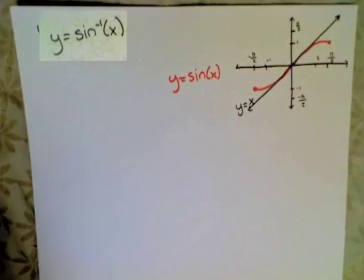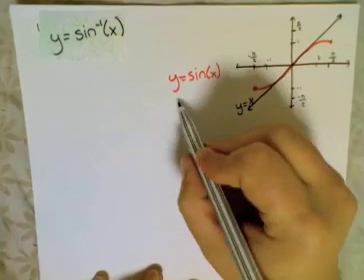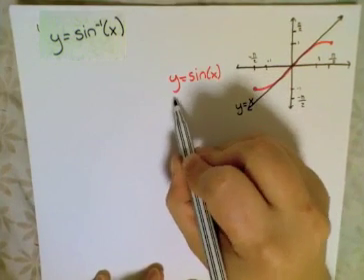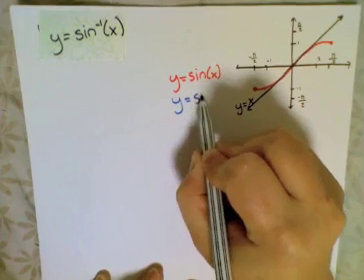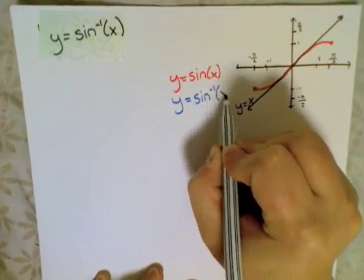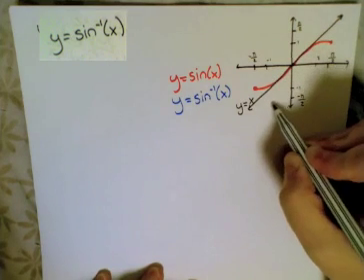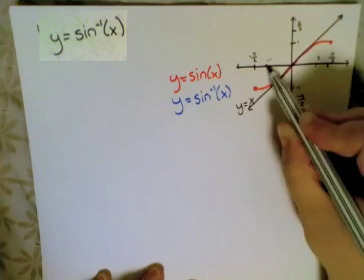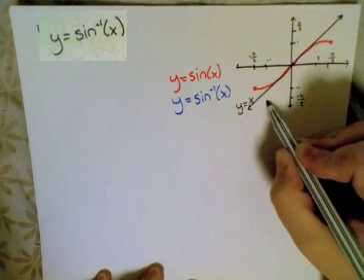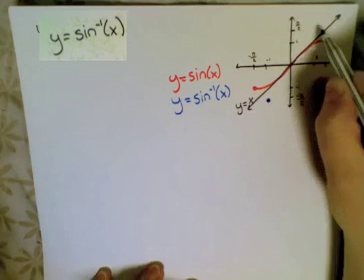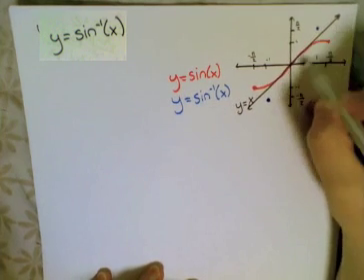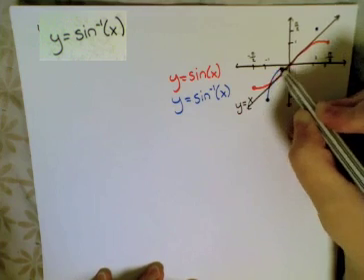Then when we invert it, reflect it across the line y equals x to get y equals the inverse sine of x, it goes between negative 1 and positive 1. So at negative 1 we have negative pi over 2, and at positive 1 we have positive pi over 2, and it goes kind of like this.